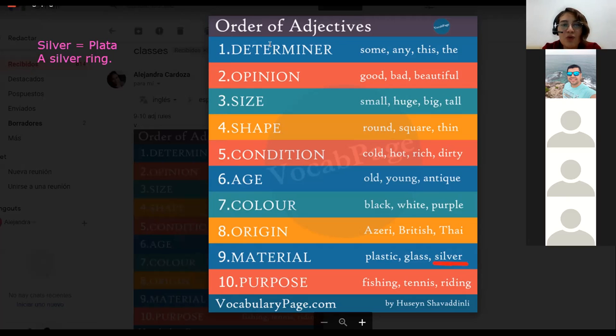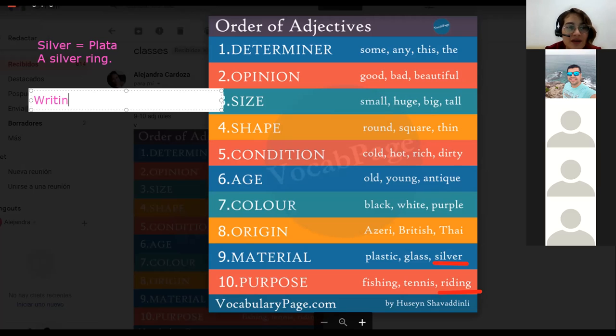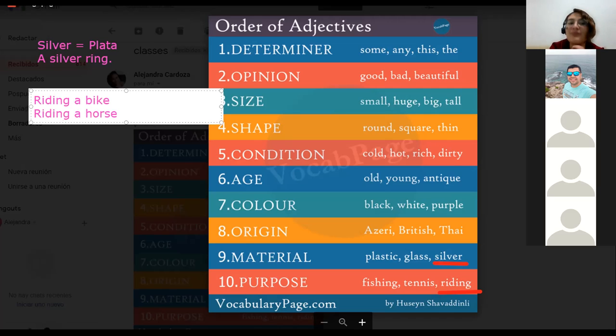right? And then we had writing. What's writing? What is writing? ¿Cómo? Escribir. No. Escribir is writing. Reading. Ah, sí. Writing. Montar. That's right. Montar a caballo. Right? O montar una moto. So riding a bike. Riding a horse. That's riding.